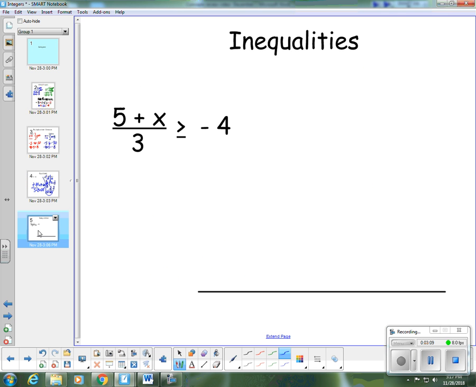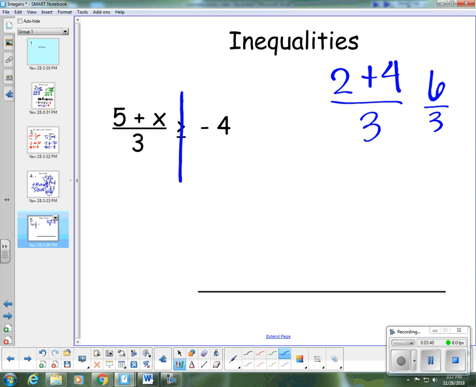Let's look at some inequality problems. Actually, an inequality problem. We're going to solve this problem, and then we're going to graph the solutions. So I'm going to draw my wall. Again, reverse order of operations. Normally, we would get rid of addition and subtraction first. But if we look at a similar problem, let's see, 2 plus 4 divided by 3. If we were just using order of operations to solve this problem, we would do the 2 plus 4 first, and we would get 6 divided by 3.